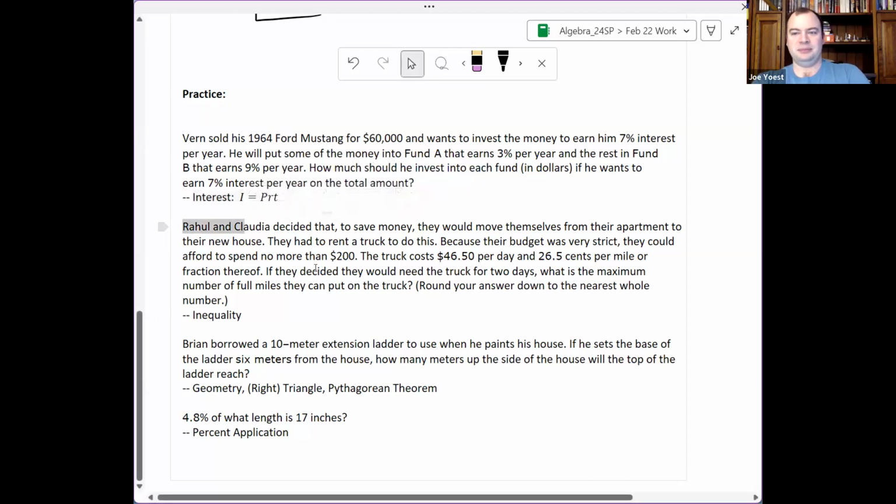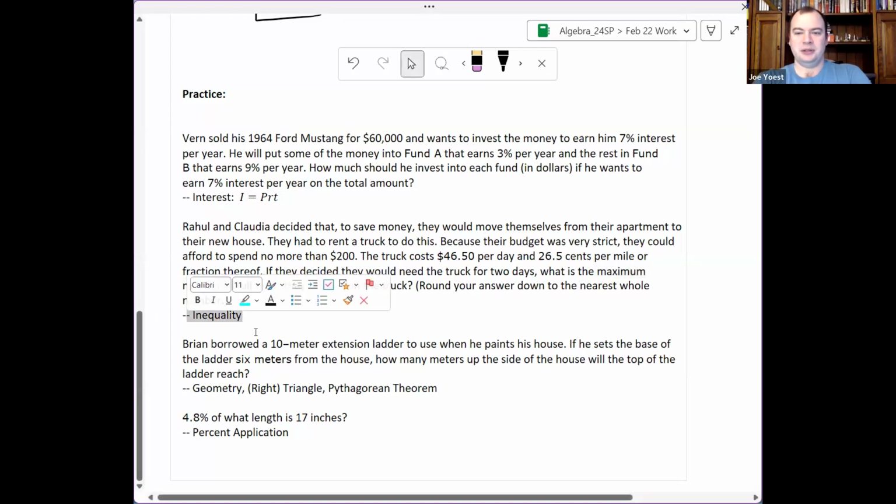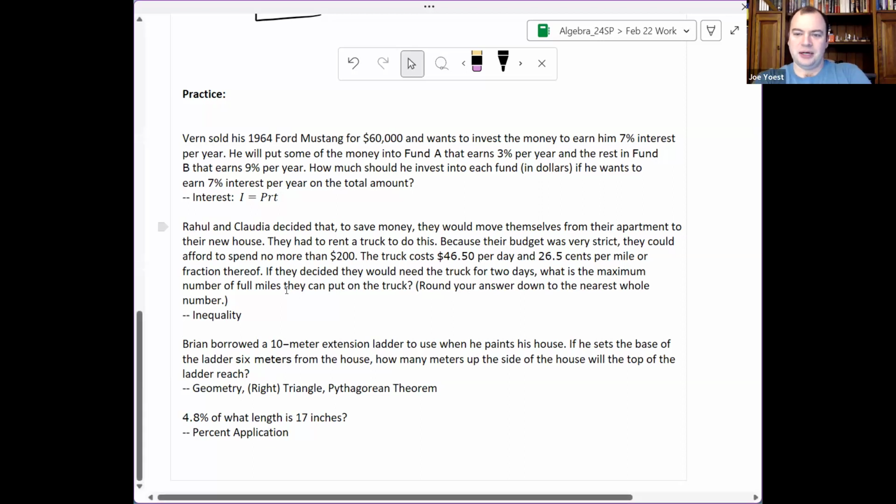The Rahul problem, if I glance through this, okay, they're going to rent a truck, they have a budget, they need the truck for 2 days. What is the maximum number of full miles they can put on the truck? This sounds like an inequality, that I'll be able to drive the truck less than or equal to some certain number of miles. So I'm going to be thinking of my inequality section here. I'm not targeting an equal sign, but maybe looking for something less than or greater than, or maybe even having to use a little more context to get my answer.